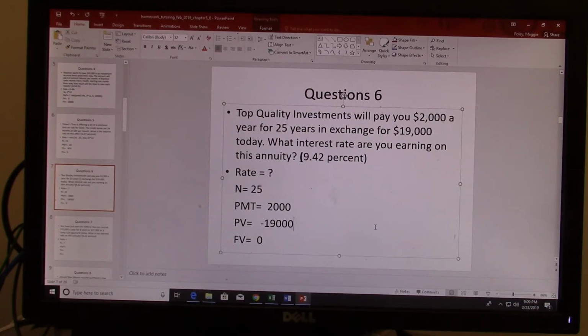Since you are getting the annual payment, the rate you get is the annual interest rate. So we can use the rate function directly. 25, 2,000, negative 19,000, and 0. And then you should get 9.42% as your answer for this one.